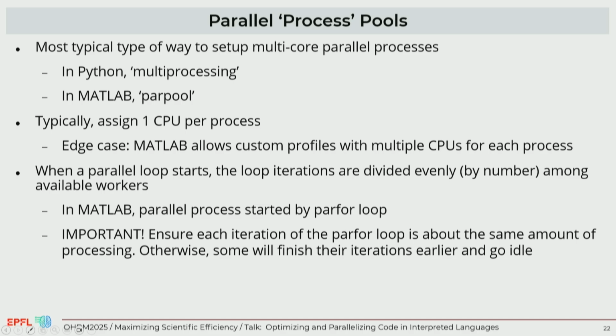So when you're setting up your pools, in Python, you can use this multiprocessing process module that you can use to start processes on different threads. And in MATLAB, it's this parpool example. And at least for MATLAB, typically each of those parallel processes just reserves one CPU for itself, and anything that runs on it will only use that one CPU. And then when you start a job on your pool of workers, all of those iterations that you're running are usually divided evenly among all of the workers.